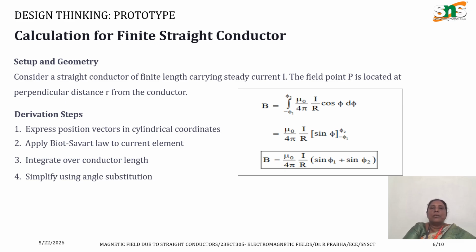Next is the prototype stage. We are going to see the calculations for a finite straight conductor, and the steps involved are: we have to find the position vectors in cylindrical coordinates, apply Biot-Savart's law to each current element, and integrate over the entire conductor length to sum up the total magnetic field. Next, we have to simplify by using angle substitution. The formula is B is equal to mu naught by 4 pi, I by R, times sin phi 1 plus sin phi 2. This is the magnetic flux density B.